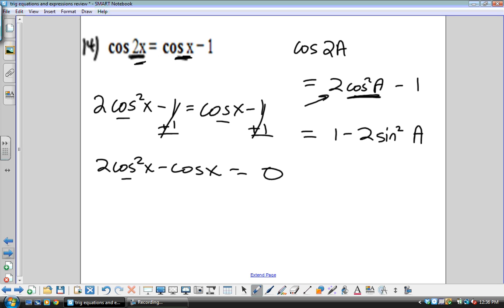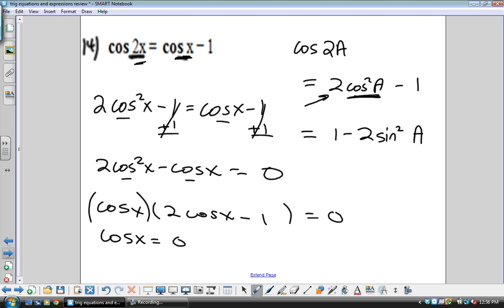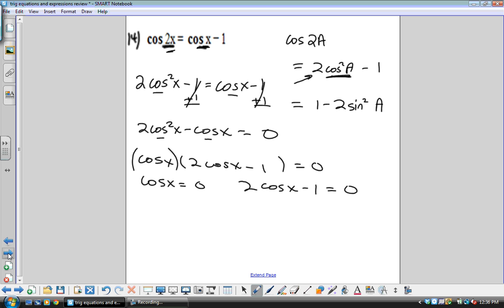So we can still, though, factor out a cosine x. So we'll get cosine x times 2 cosine x minus 1. And now let's think about it this way. Either of those factors could be 0. So cosine x could be equal to 0, or 2 cosine x minus 1 could be 0. Now, let's see, cosine is 0 at pi over 2 and 3 pi over 2.